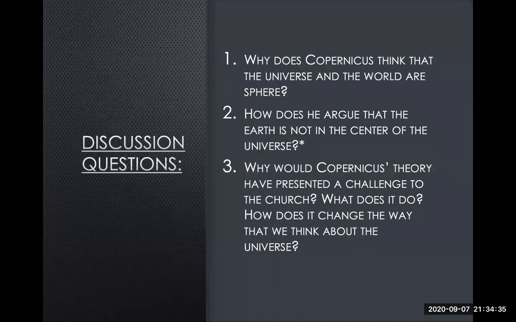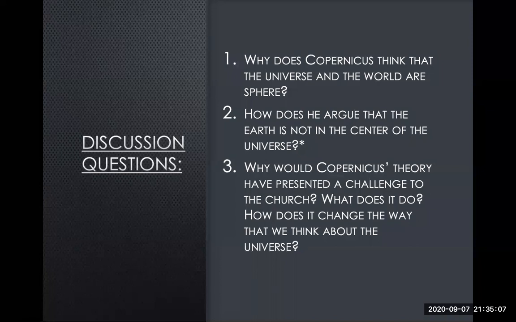Okay, so a few discussion questions for you all. First, why does Copernicus think that the universe and the world are spheres? A big part of this is that he thought the sphere was the perfect shape. So it made sense for the universe to be simple. It made sense for the universe to be perfect. And so since this is the perfect shape, it made sense that this would be the shape that God would choose to lay out the universe. So the universe itself was built out of these spheres.